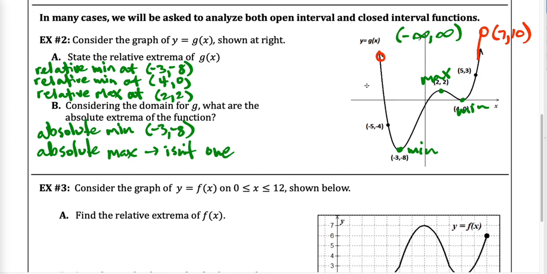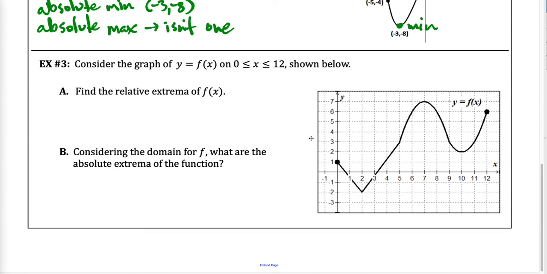Okay, what do we got? See if you guys can answer A and B on your own. I mean, honestly, you've done really well so far. I'm purposely trying to pick weird questions, weird answers. You guys have done a pretty good job.